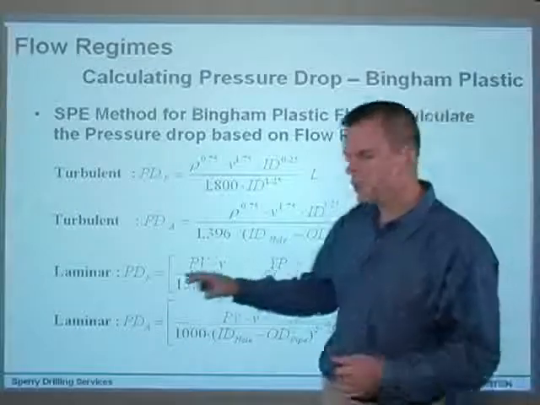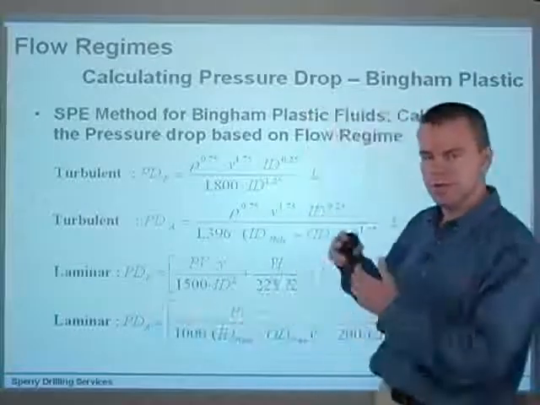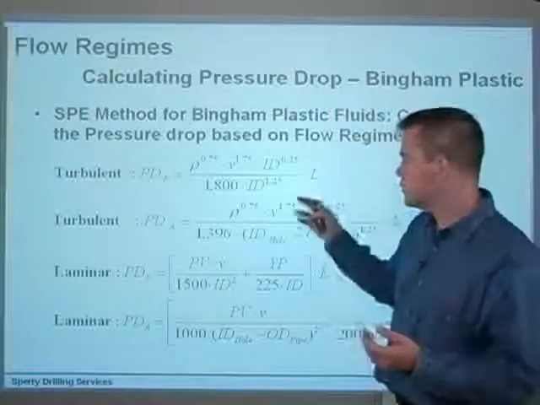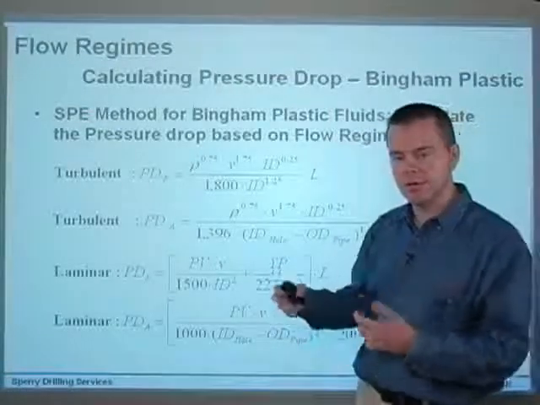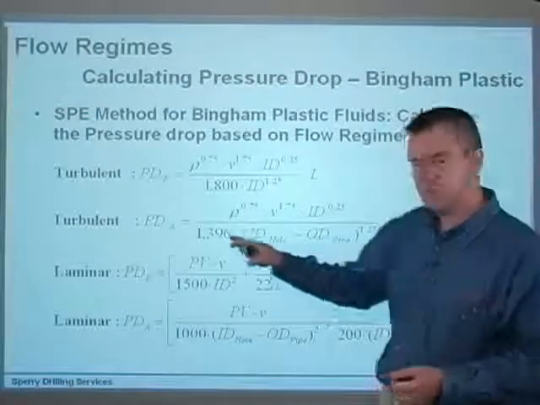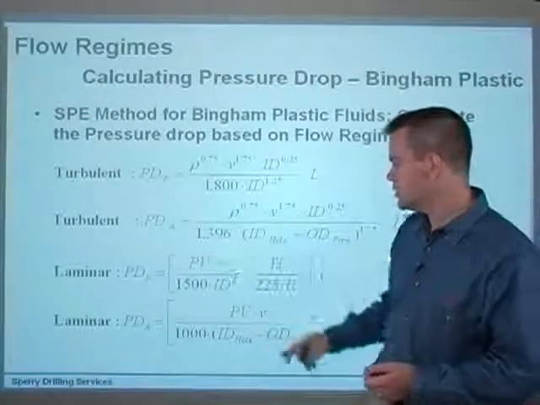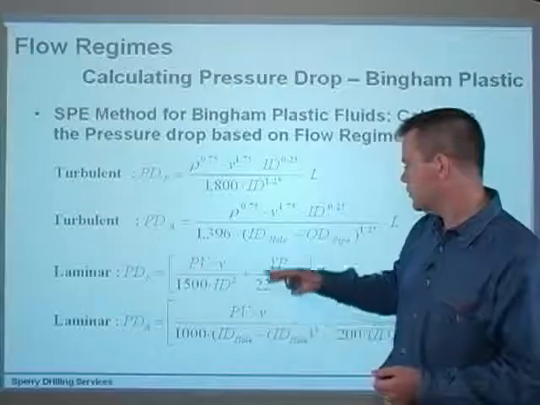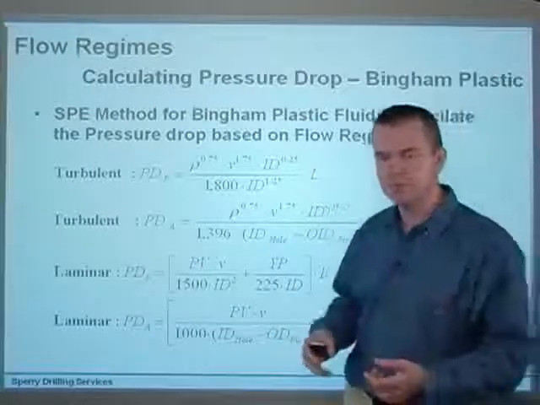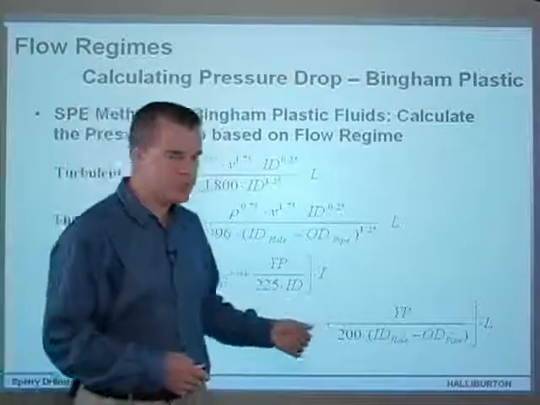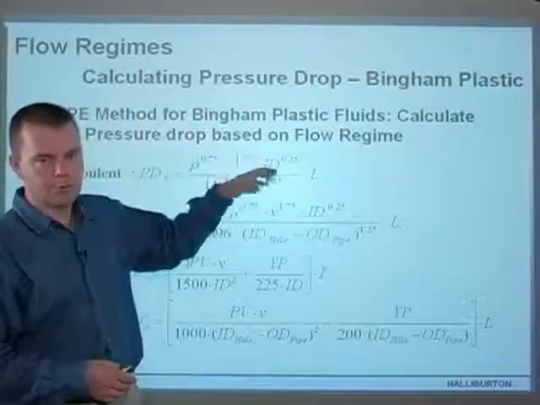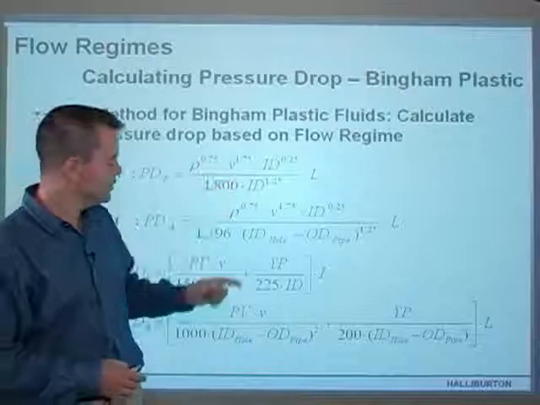But when you're in laminar flow, the density, velocity, and geometry are less important, and what comes more into play is your viscosity. If you have a look at these equations, we've got PV and YP in both of them. And we've still got velocity, but here it's velocity to the power of 1.75, which is very nearly velocity squared.